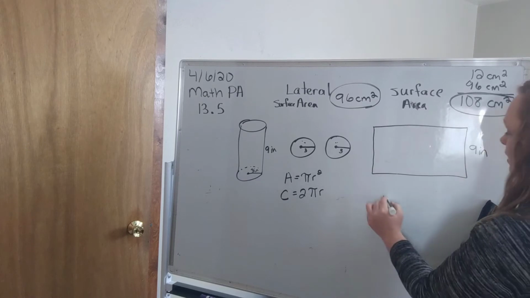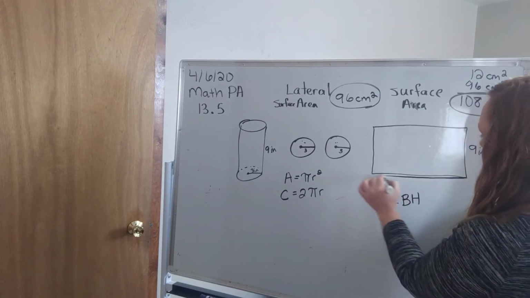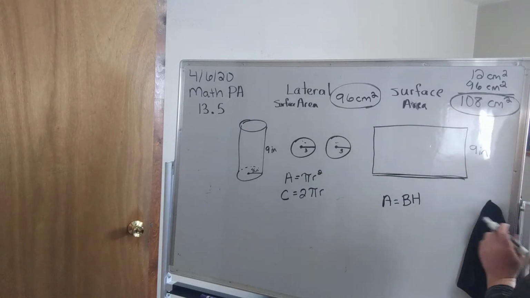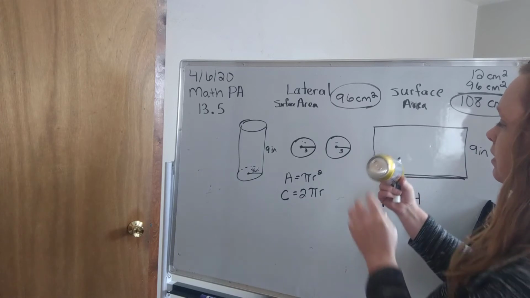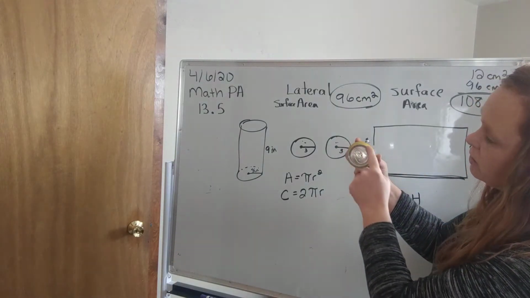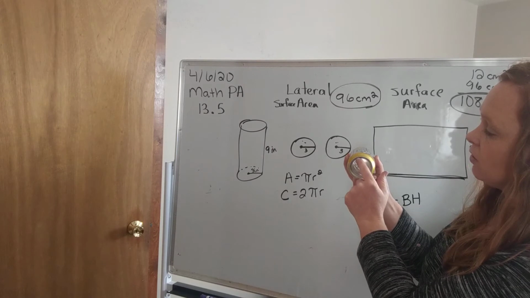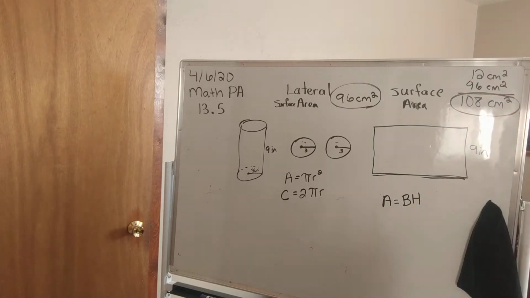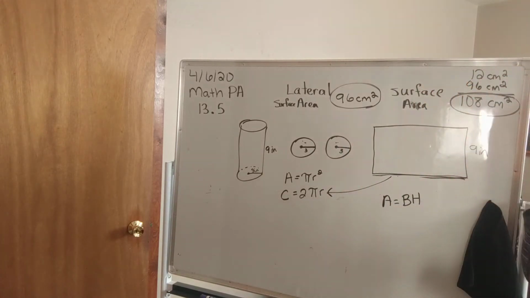I have the height, but to find the area of this rectangle, I need to find the base times the height. So my height is 9, but what is the base? And how can I find that? Well, if I were to take my rectangular piece of paper and roll it up, what would I see on the edge? This circle, right? So the area of the circle? No, the circumference of the circle. If I laid open the circumference of that circle, I would find the base of the rectangle. So that's what we need to do. So here, the base is going to equal the circumference of this circle. Okay, so we'll come back to that in just a second.